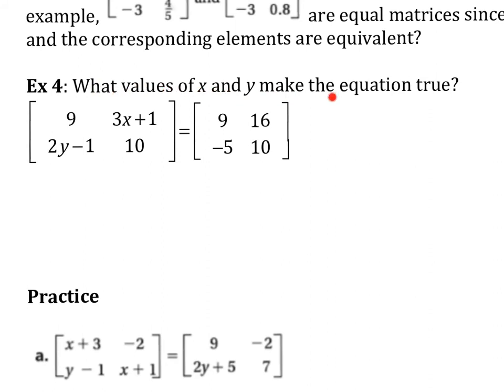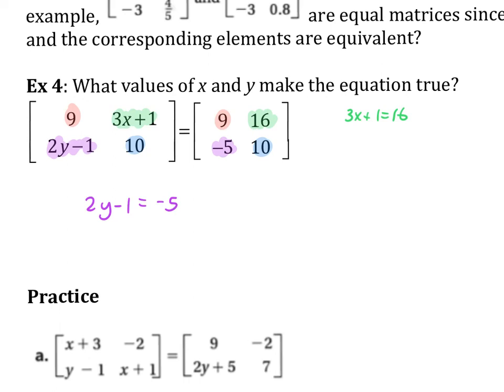Okay, so using that to be true here, if we have equivalent matrices, what values of x and y make these equations true? We have corresponding elements, so we know that this 9 is equal to this 9. Woohoo, yay! This 10 is equal to this 10. Woohoo, yay! But then we have 3x plus 1 is equal to 16. And lastly, we have 2y minus 1 is equal to -5. So notice we can now set up equations here. I can say 3x plus 1 is equal to 16, and I can also say that 2y minus 1 is equal to -5.